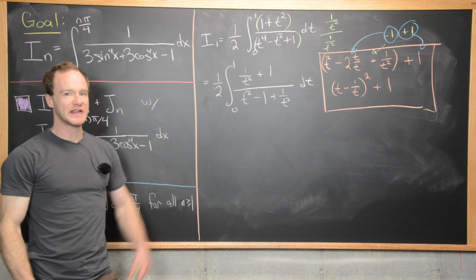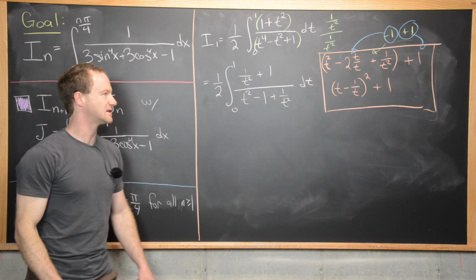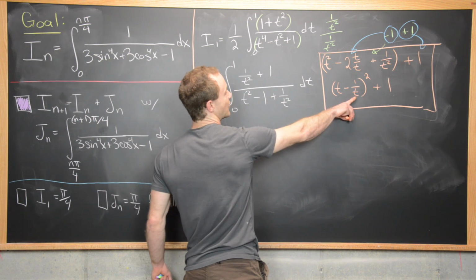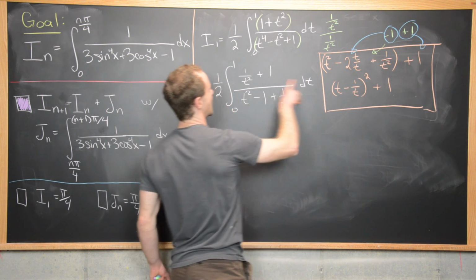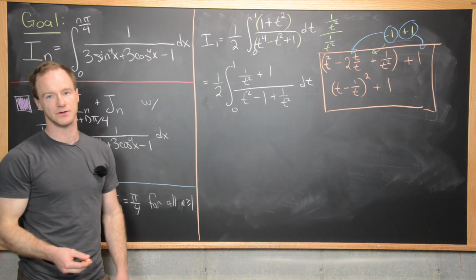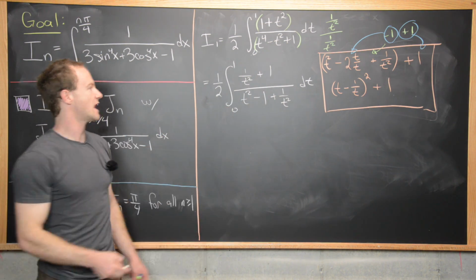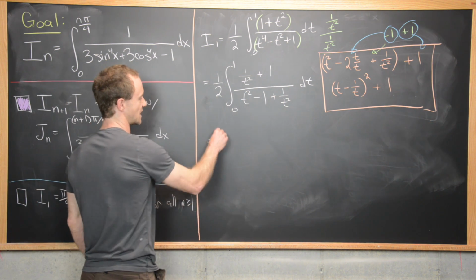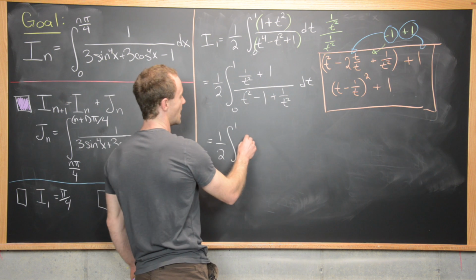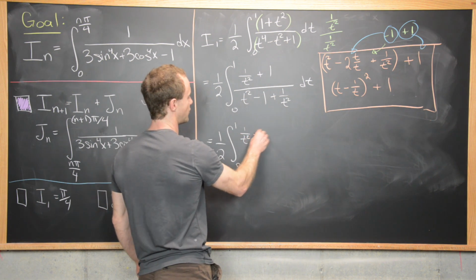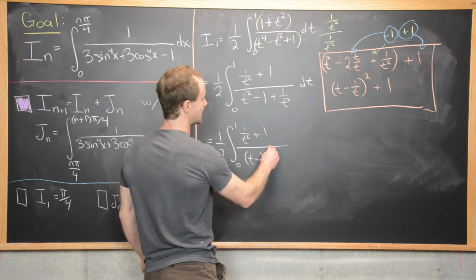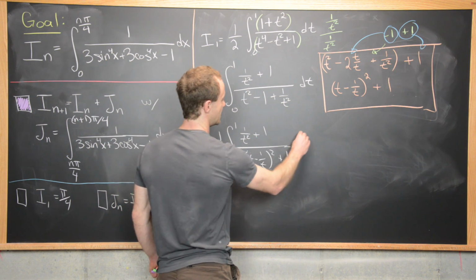The motivation here is twofold. For one thing, it simplifies this denominator, and for another thing, notice if you take the derivative of this inside thing here, you get the numerator. So we're setting up a u substitution. Okay, so now let's go ahead and rewrite the integral using this trick. So we have 1/2 the integral from 0 to 1 of 1 over t squared plus 1 over t minus 1 over t squared plus 1 dt.